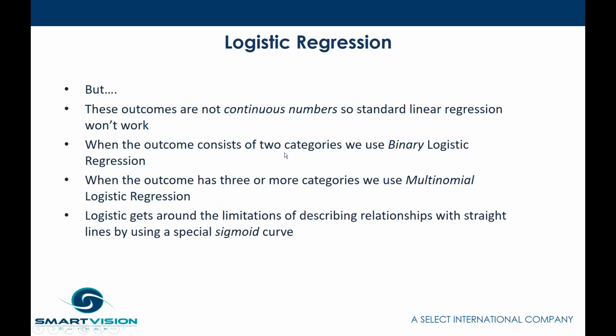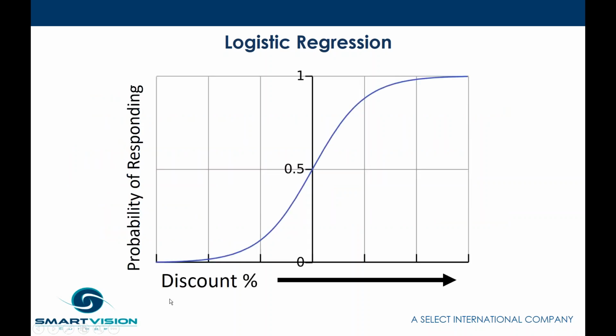When an outcome consists of two categories, we use what's called binary logistic regression. When it consists of more than two categories, we actually use a more complex form called multinomial logistic regression. Logistic regression gets around the limitations of describing relationships with straight lines by using a special sigmoid curve. And this curve relates to odds versus probability.